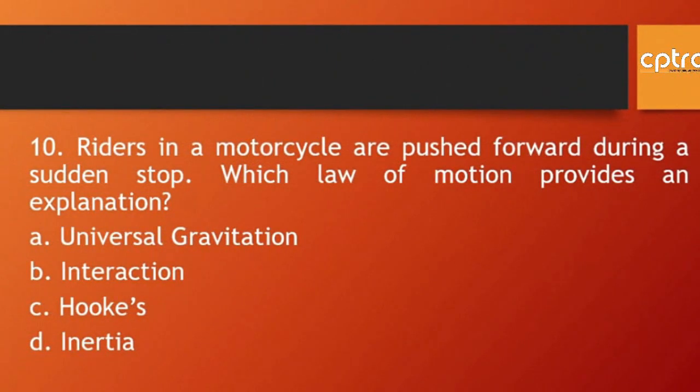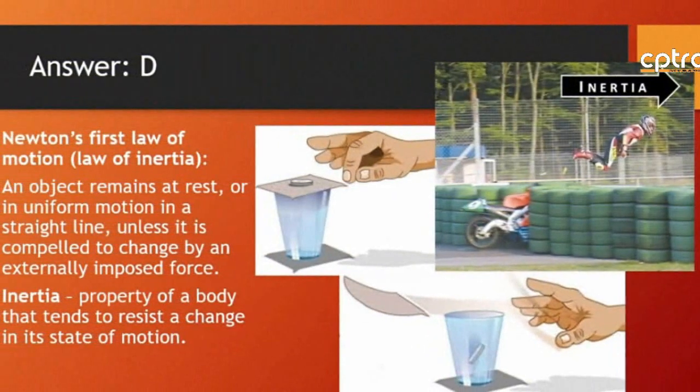Number 10. Riders in a motorcycle are pushed forward during a sudden stop. Which law of motion provides an explanation? The answer is letter D. According to Newton's first law of motion, known as the law of inertia, an object remains at rest or in uniform motion in a straight line unless it is compelled to change by an externally imposed force. When we say inertia, it is a property of a body that tends to resist a change in its state of motion.